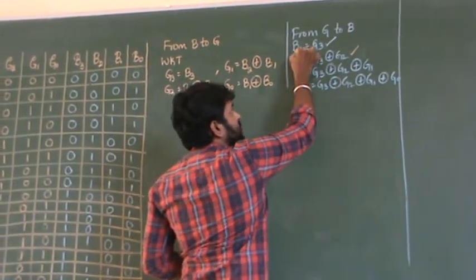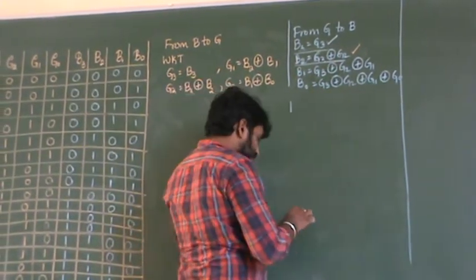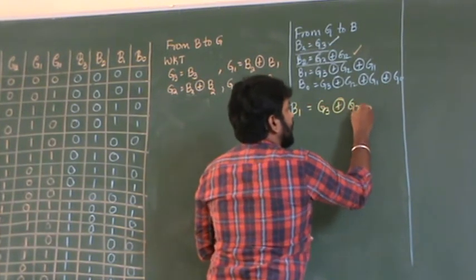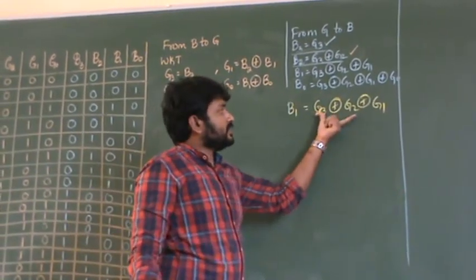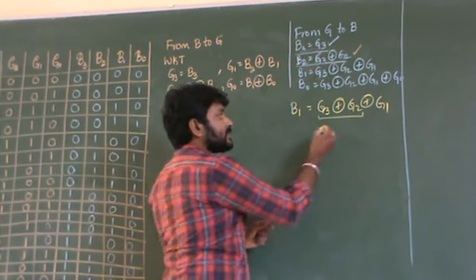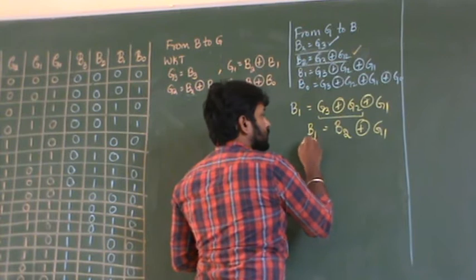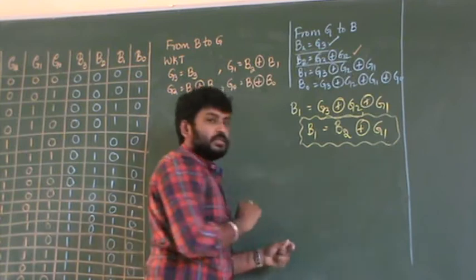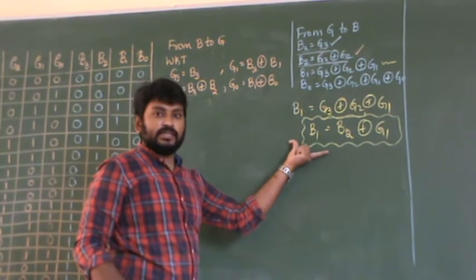Let me not touch B3 and B2. Now I can write B1 as G3 XOR G2 XOR G1, right? We know that G3 XOR G2 is nothing but, from the whole equation, just B2. So B2 XOR G1 is B1. So let us implement this equation instead of this.